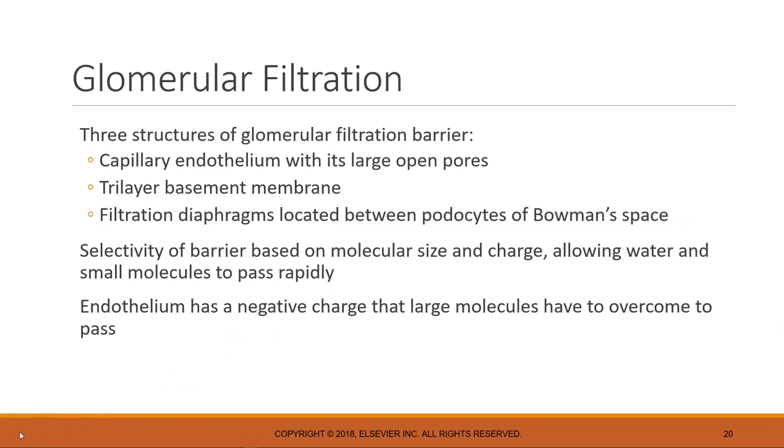There are three structures of glomerular filtration barriers: the capillary endothelium with its large open pores, the trilayer basement membrane, and filtration diaphragms located between podocytes of Bowman space. The selectivity of these barriers is based on molecular size and charge, and it allows water and small molecules to pass rapidly through. The endothelium has a negative charge that large molecules have to overcome to pass through.